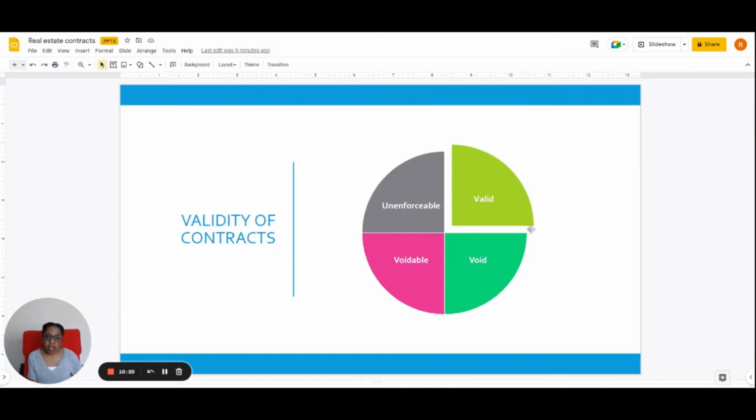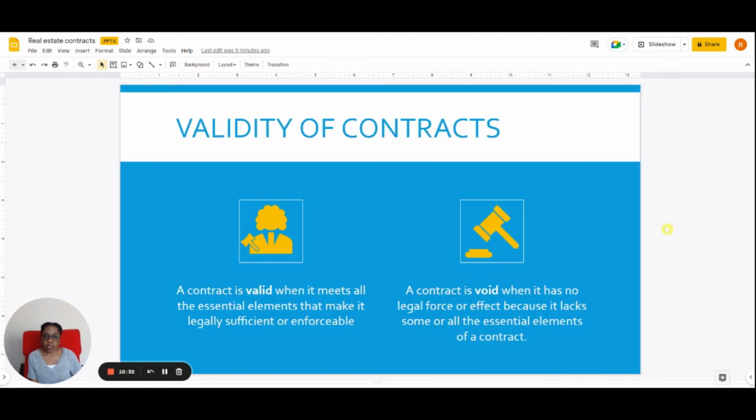So validity of contracts. There are four things you need to know: a valid contract, a void contract, a voidable contract, and an unenforceable contract. So let's talk about valid and then void, and we'll talk about the others. We just talked about the five essential elements, right?